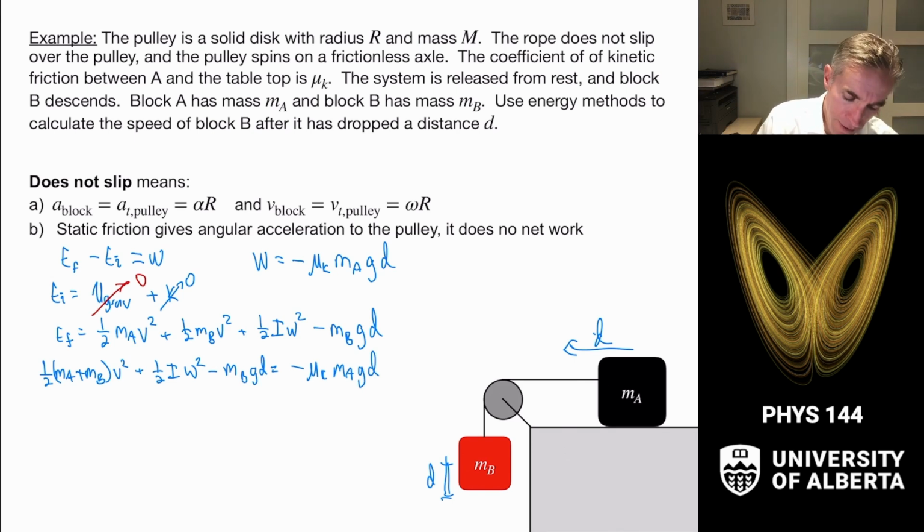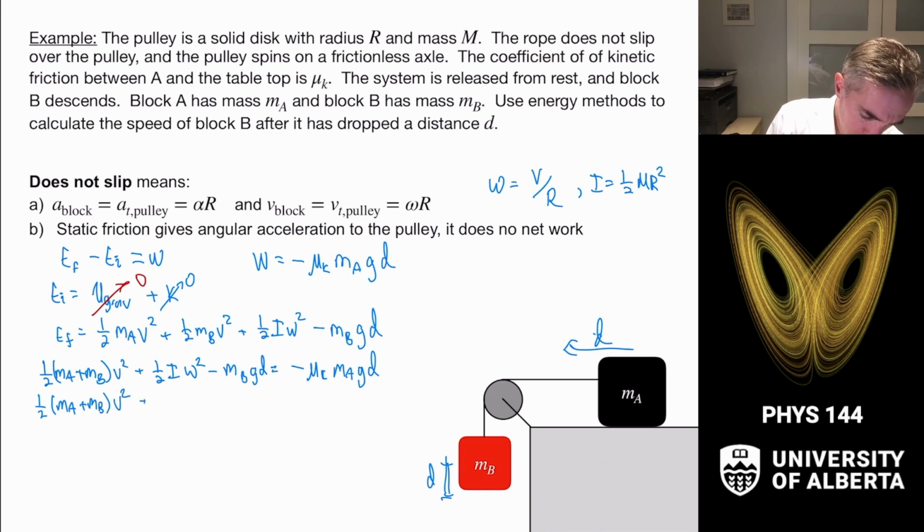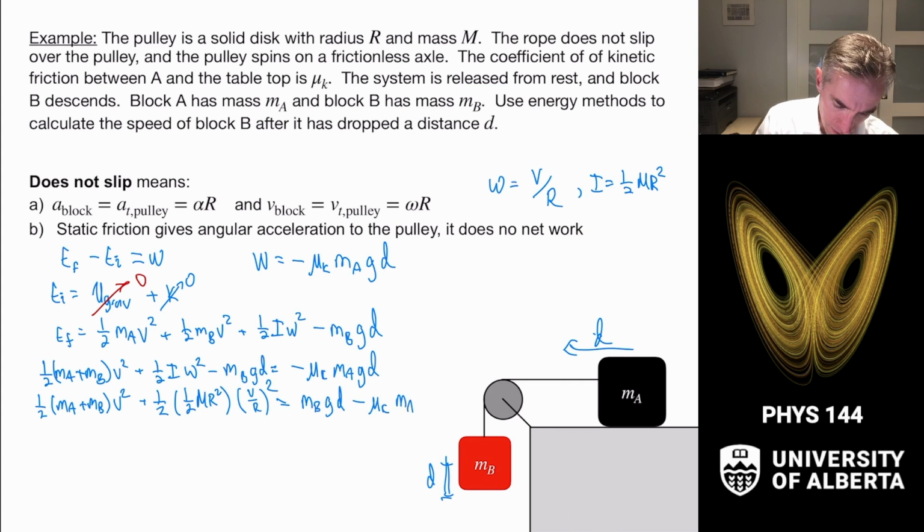The other thing I'm going to do in this step is make the association right here that v of the pulley is omega r, and so that means that omega is just going to be v divided by r, and I'm going to plug in the moment of inertia of the pulley. It's a thin disk, so that's 1/2 m r squared. So 1/2 (m_a plus m_b) v squared, and then as promised, 1/2 times another 1/2 m r squared gives me the moment of inertia. Omega is just v over r, so it's (v over r) squared. And as promised, I'm going to push the gravitational energy to the other side. There we are.